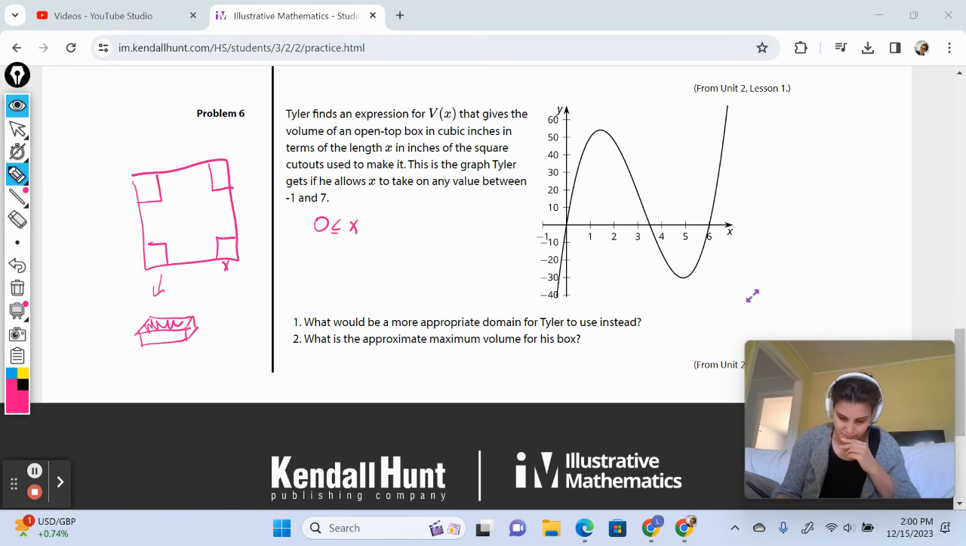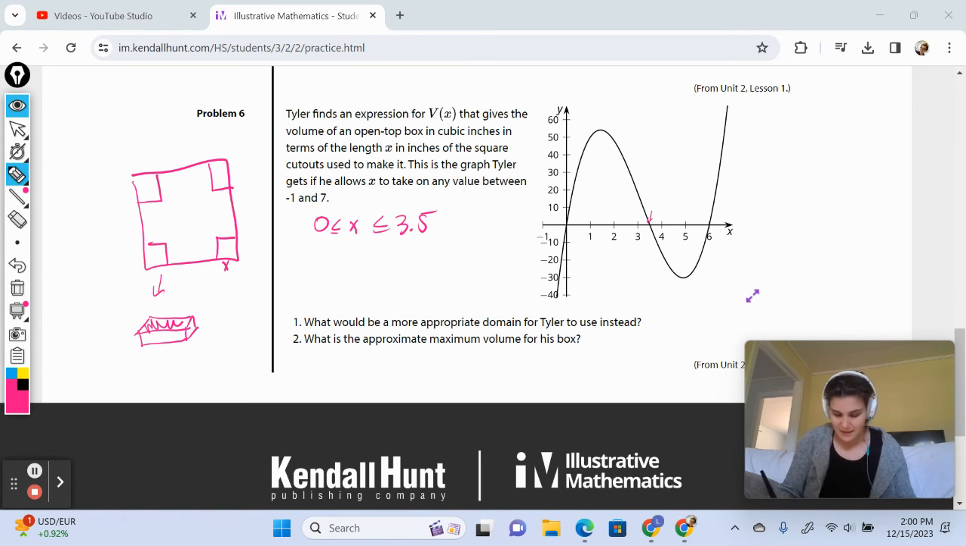And then this graph over here shows me that the graph starts to do funky things right around 3.5. And what that's telling me is probably we've cut out more paper than we actually have, so it's not realistic. So I would say we would end this at 3.5, so less than or equal to 3.5. And that means we cut out 3.5 from either side.